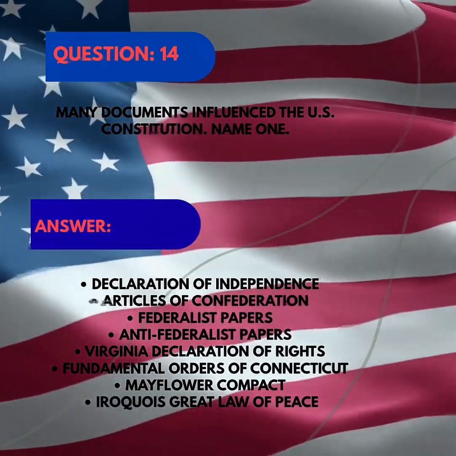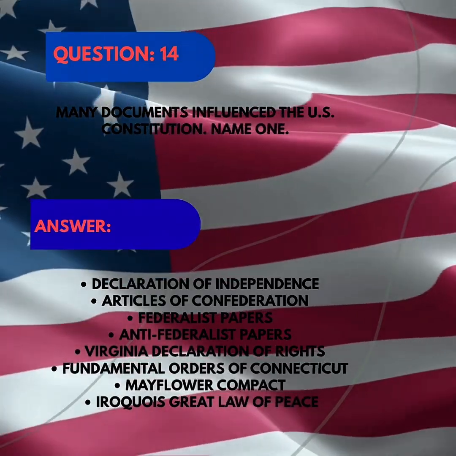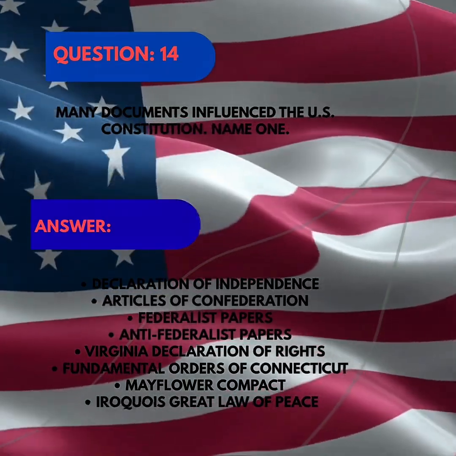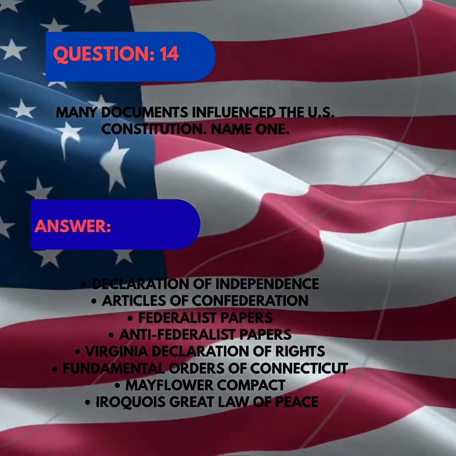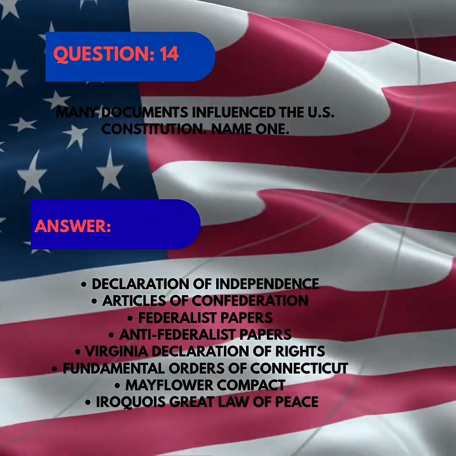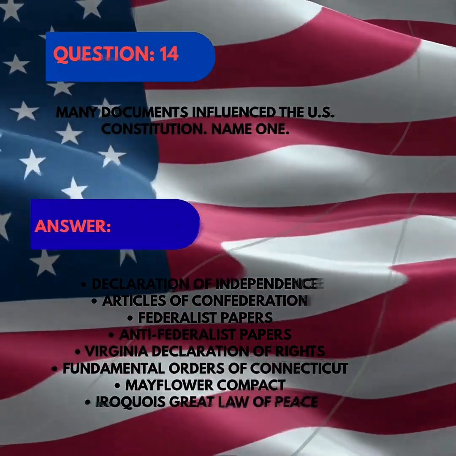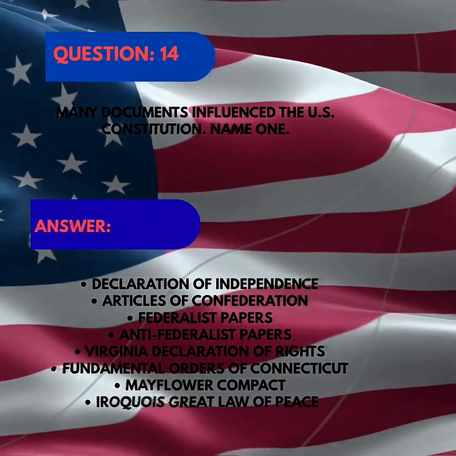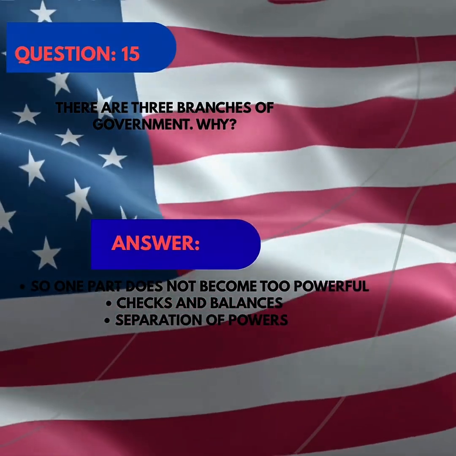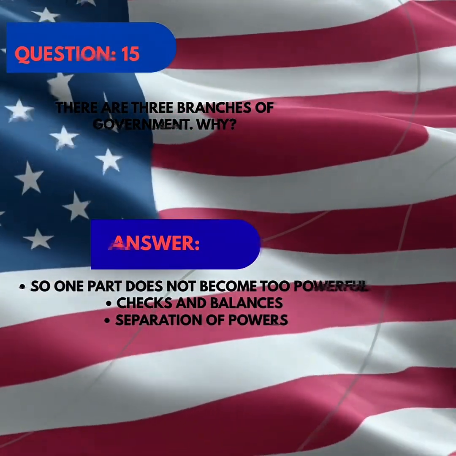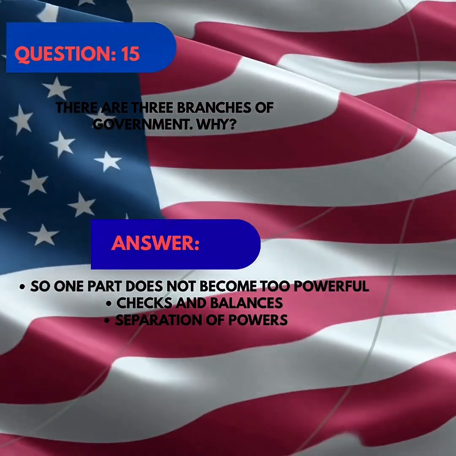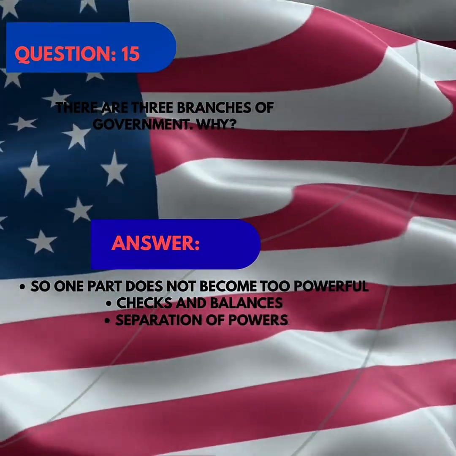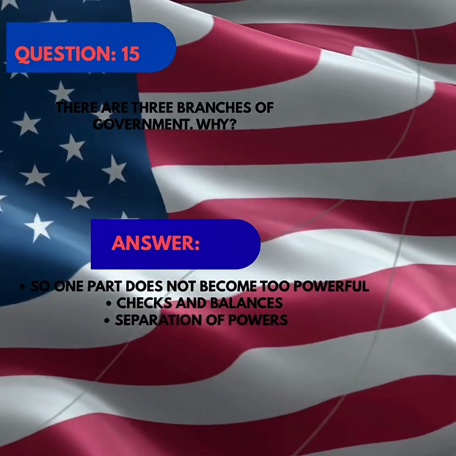Question 14. Many documents influenced the U.S. Constitution. Name one. Answer. One example is the Declaration of Independence. Others include the Articles of Confederation, the Federalist Papers, and the Virginia Declaration of Rights. Question 15. There are three branches of government. Why? Answer. To prevent any one part from becoming too powerful. This system is called checks and balances and is based on the separation of powers.